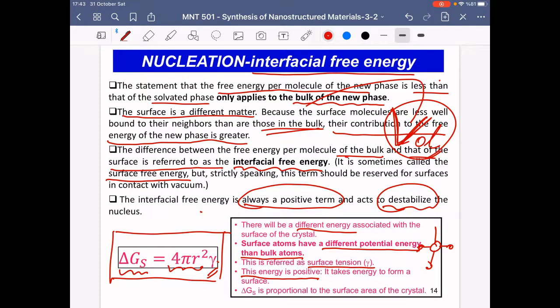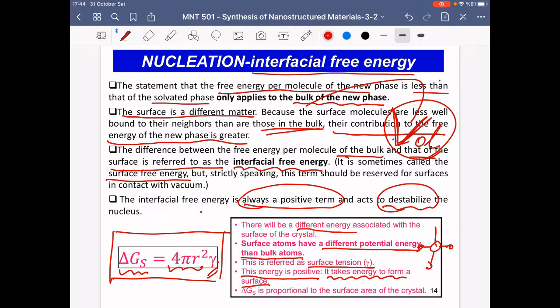What does that mean? It means it takes energy to form a surface. Okay, so the bulk part, the volume part that works with 4/3 πr³, let's say if that's the volume of a sphere, is always negative because of the thermodynamics. But here I have to fight against the energy that is related with forming a surface of a nanoparticle, because it always takes energy to form a surface.